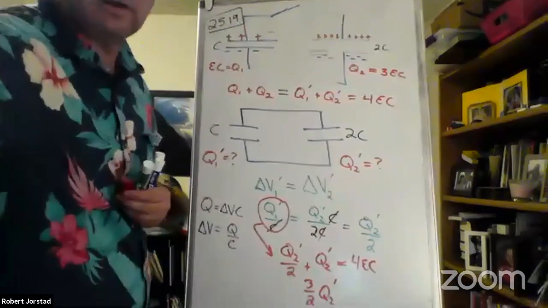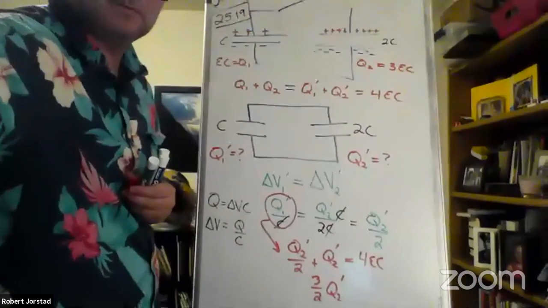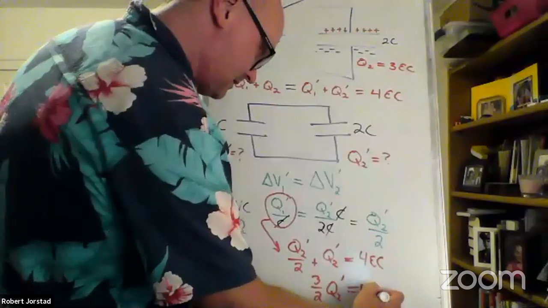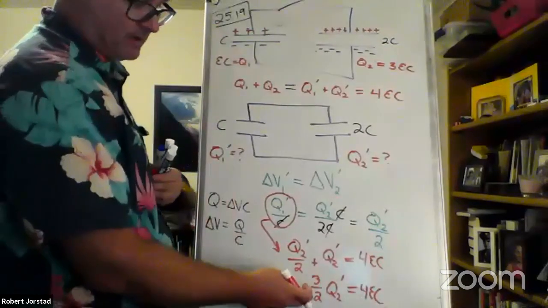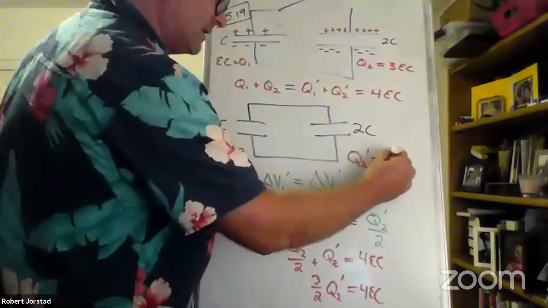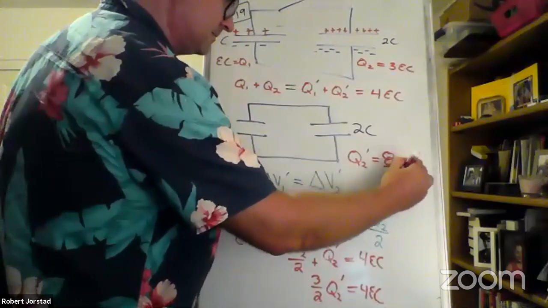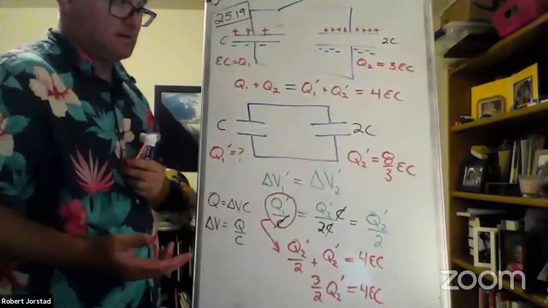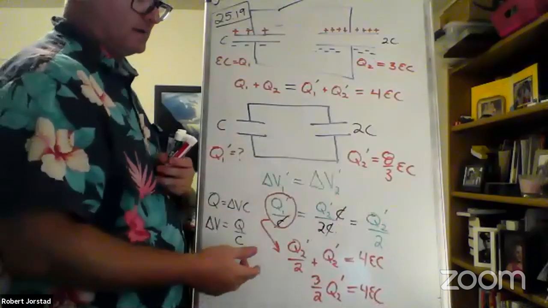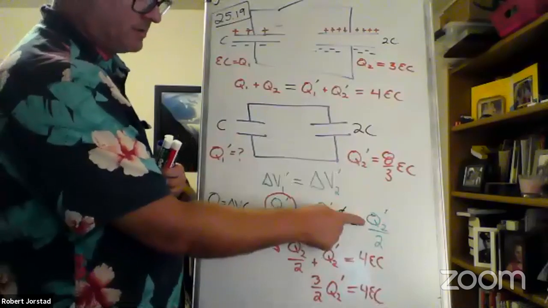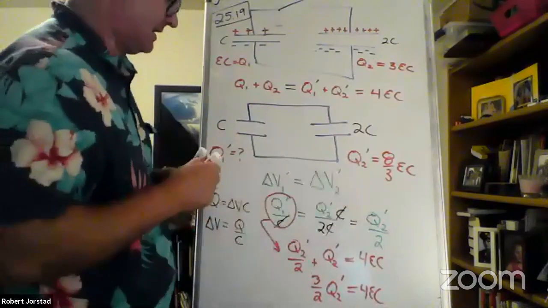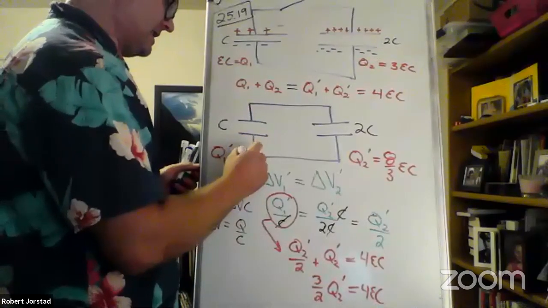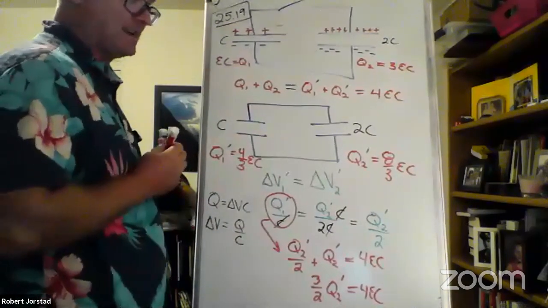I'm getting low on the board there. All right. And so out of all this, I think we can figure out this is equal to 8/3 EC. Okay, now I could grab any equation I want, and we say, well, if that's Q2, this one, I know Q1 is half of that. So that tells me that this is 4/3 EC.